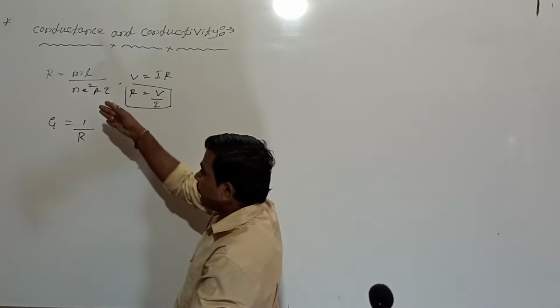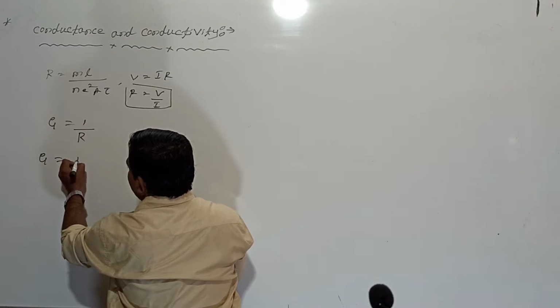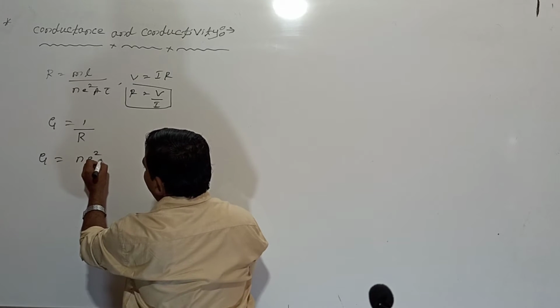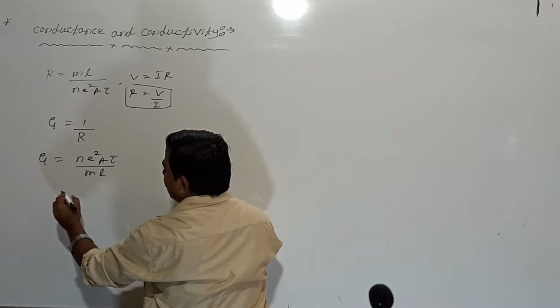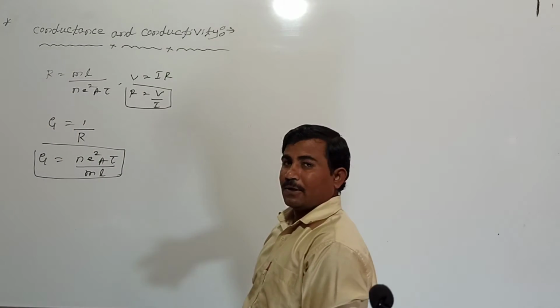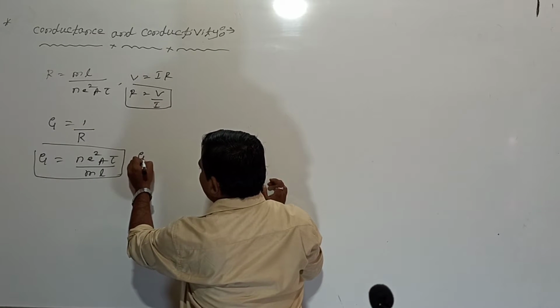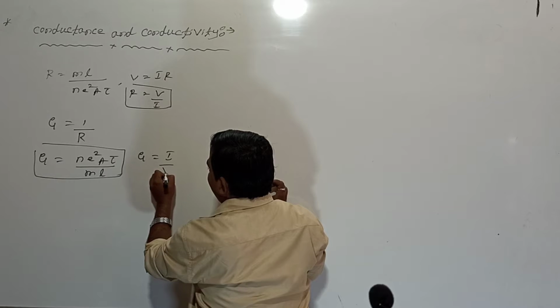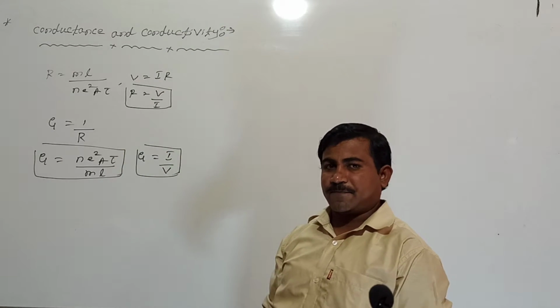Then how to write this formula? From this, conductance G equals how much? G equals n e square A tau divided by m L. This is conductance in terms of the relaxation time. But in terms of Ohm's law, how to write? See here, G equals how much? G equals I divided by V.